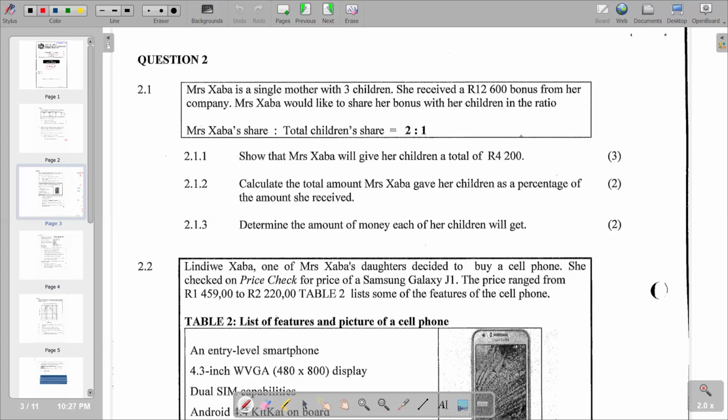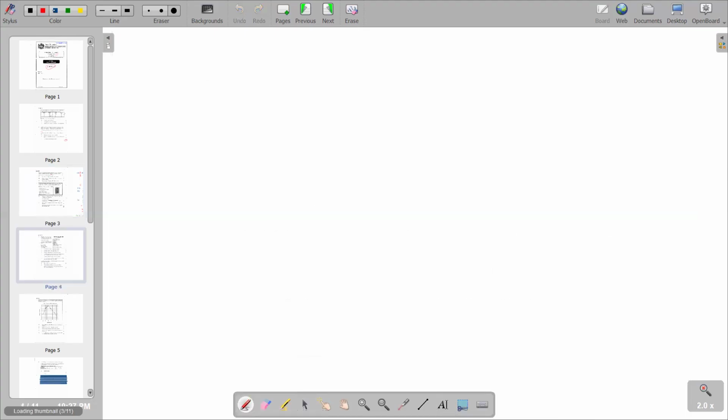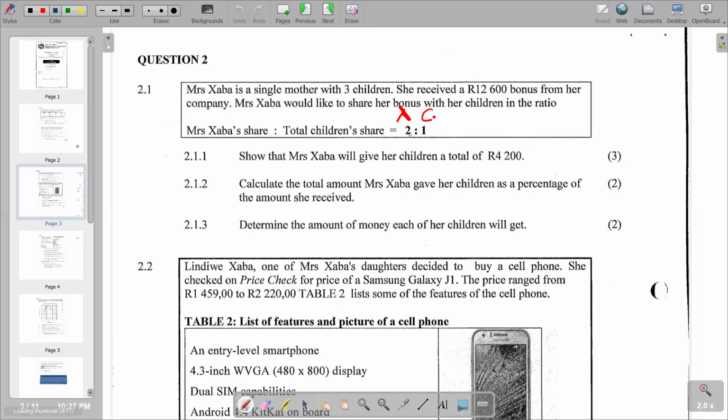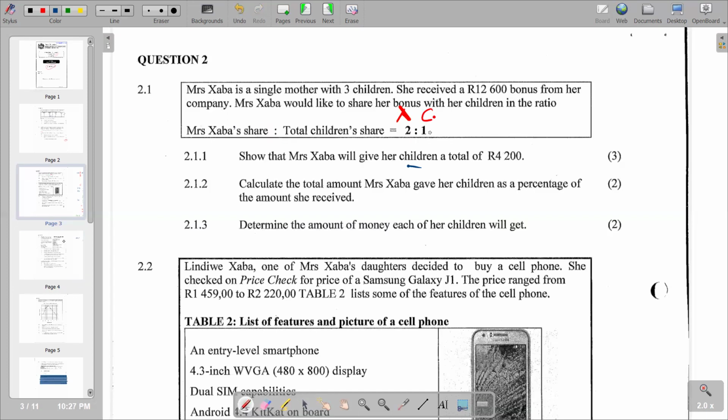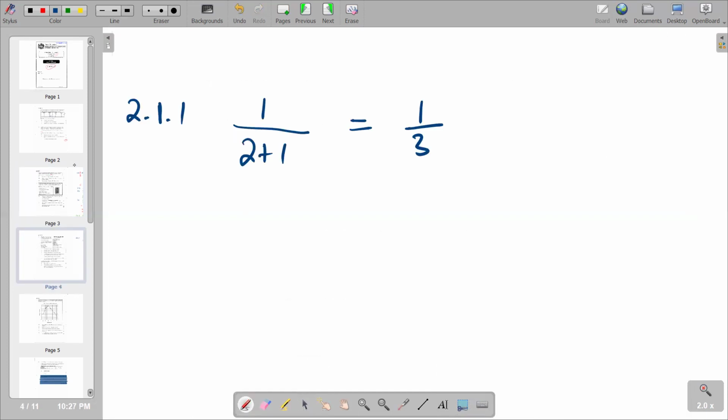So basically, we are saying the children's share, remember, according to the ratio we are given here, Miss Kaba's share is represented by 2 and the children's share is represented by 1. So this is going to be our 2.1.1, where our denominator is going to be 2 plus 1, which is 3, and the numerator is 1. So we have 1 over 3.